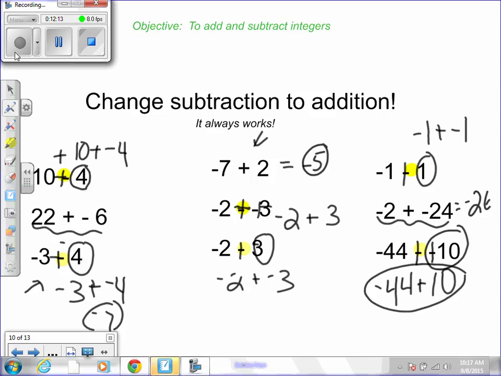So just to review, we defined integers. We defined opposites. We practiced adding integers. We talked about the demise of subtraction and how we never need to use it again. And we practiced problems that involve both adding and subtracting integers.